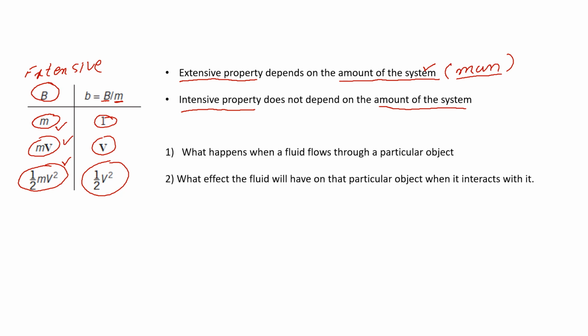And this is what we are more particularly interested in, that is, what happens when a fluid flows through a particular object. Flows through means, for example, a flow through a pipe. Let's suppose this is a flow through a pipe, this is an orifice, and I'm more concerned about the flow rate that is occurring in that pipe. So this is what happens when a fluid flows through a particular object. Okay, so here again, this is my system, and this is my control volume. One is fixed, one is moving, and the other is what effect the fluid will have on a particular object when it interacts with it.